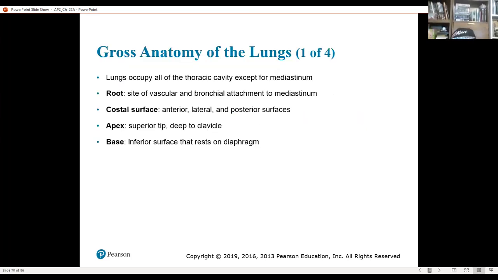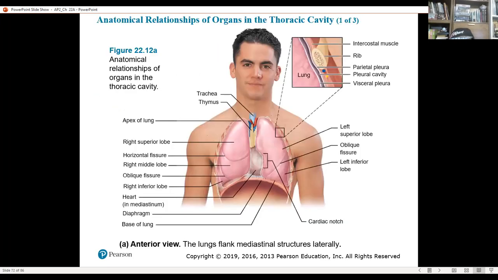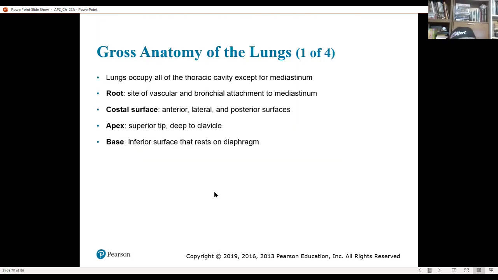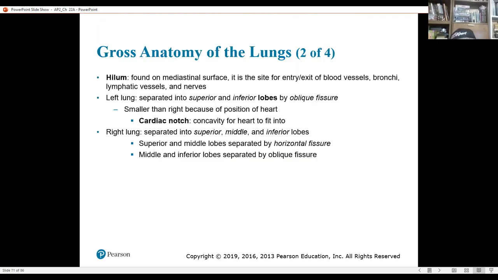The base is the surface of the lung that is touching the diaphragm. So down here, the base at the bottom. Anyway, there you go. Moving on. The hilum is what we call the mediastinum, where blood vessels, bronchi, lymph vessels, nerves go in or come out of the lung.